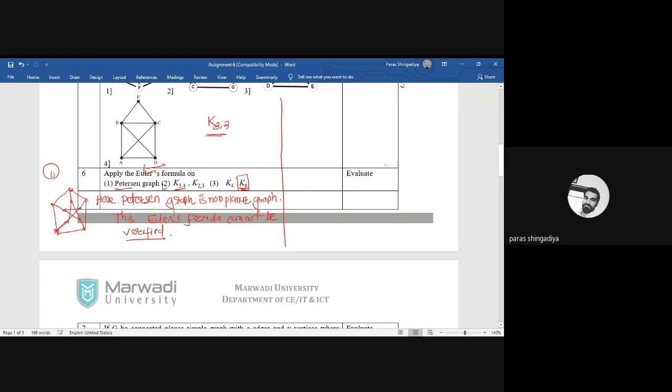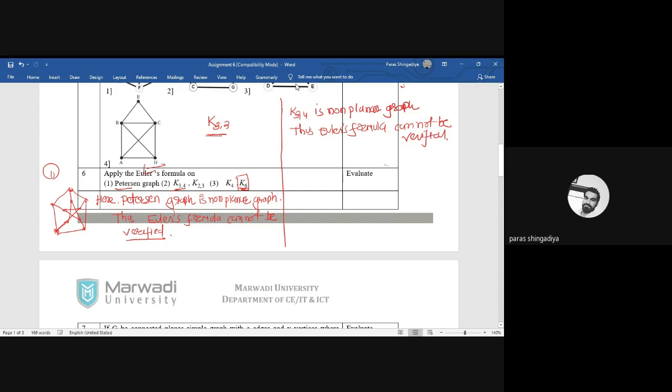So K33 is non-planar. K34 involves more vertices as well as more edges compared to K33, so K34 will also be non-planar. So the K34 graph is a non-planar graph. Thus, Euler's formula cannot be verified. You can also draw the picture of the K34 graph. Euler's formula cannot be verified. Clear? That is the answer for K34.